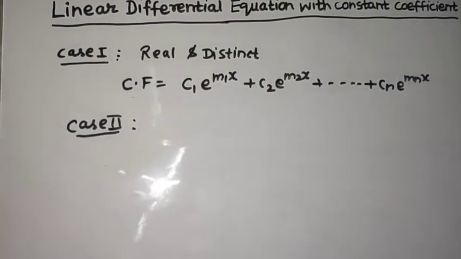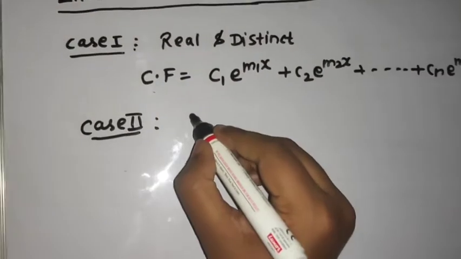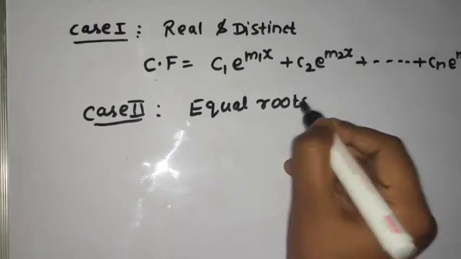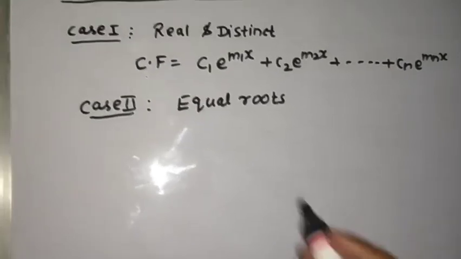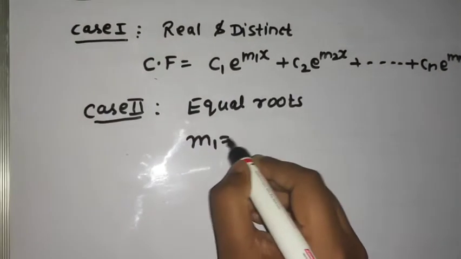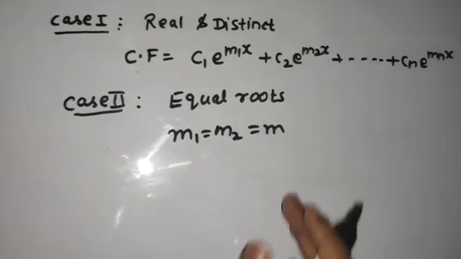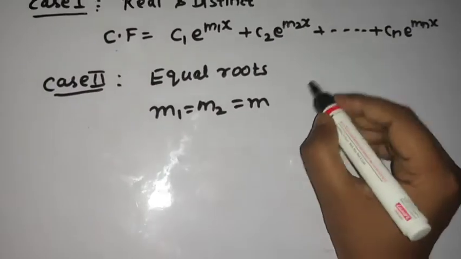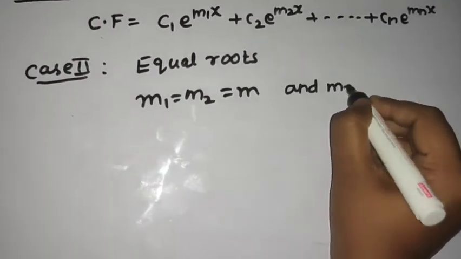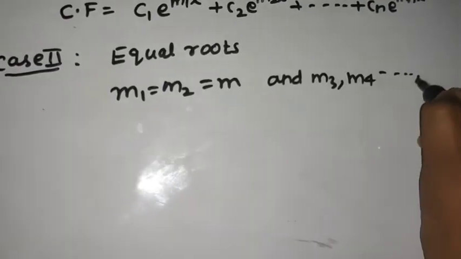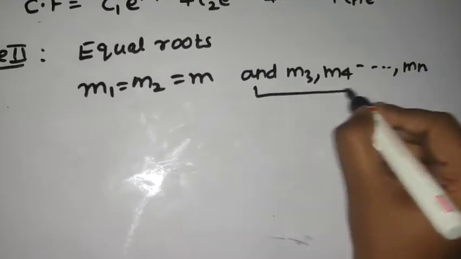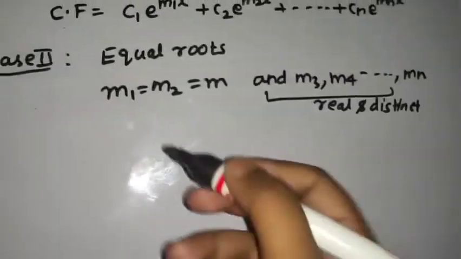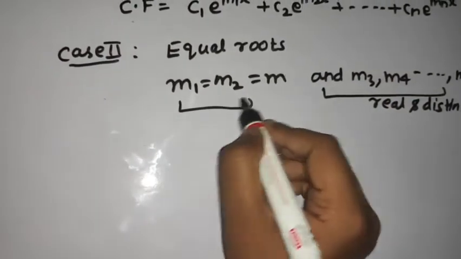This was real and distinct. Now in case the roots are repeated or equal, let's suppose that m1 equals m2. These two roots are equal. Now there can be more than 2 roots, only 2 of them being equal and the rest being m3, m4, so on up to mn. This might be real and distinct. If there are only 2 roots and these 2 are equal, that means same.